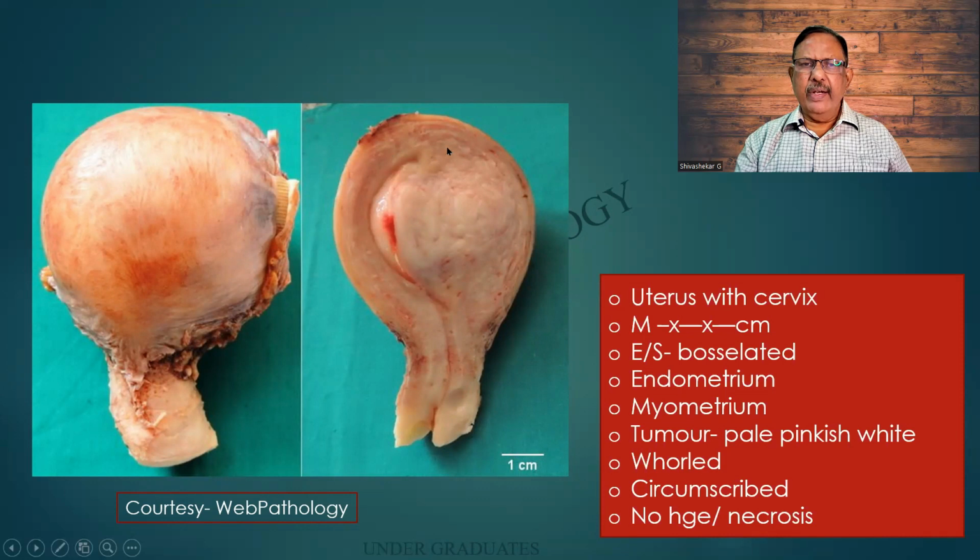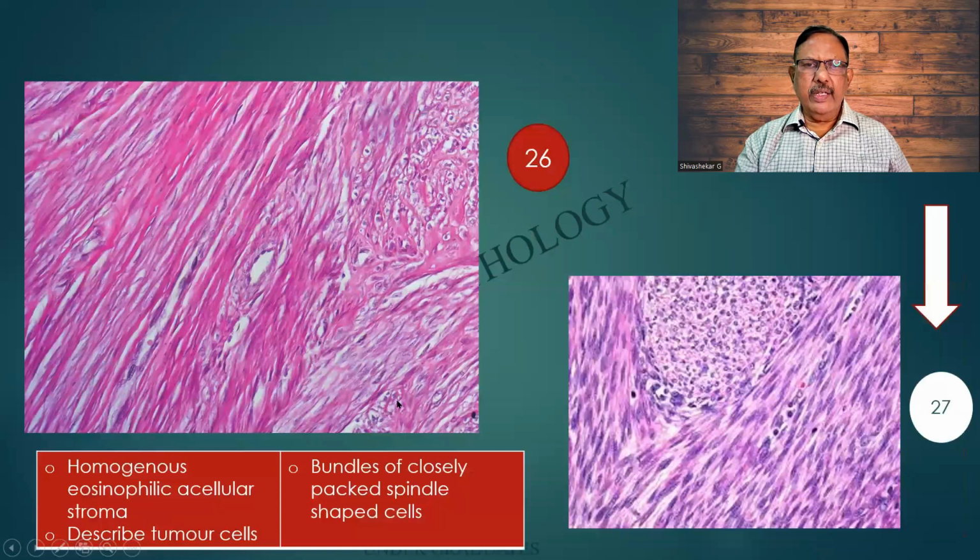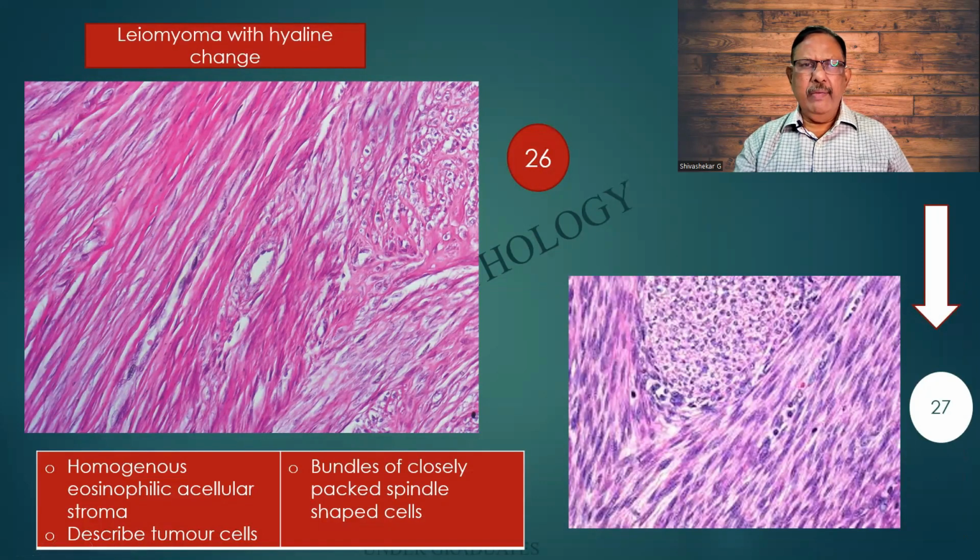And I am finding a well circumscribed tumor. Circumscribed means it is not capsulated. At the same time, the normal muscle myometrium is being compressed into a pseudocapsule. There are no areas of hemorrhage or necrosis. It has got a whorled appearance. So the diagnosis is leiomyoma uterus gross, because we have earlier seen a slide of a leiomyoma also. So it is a cellular leiomyoma, this is a cut surface, and this is a leiomyoma with hyaline change. So these things I would like you people to kindly remember.